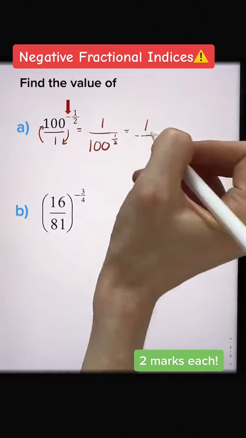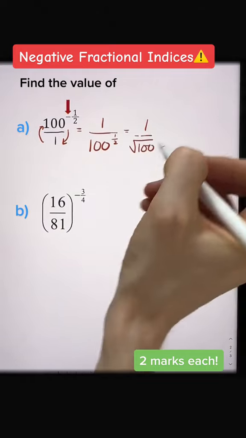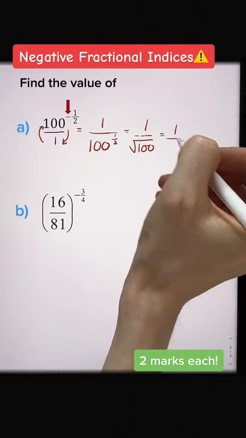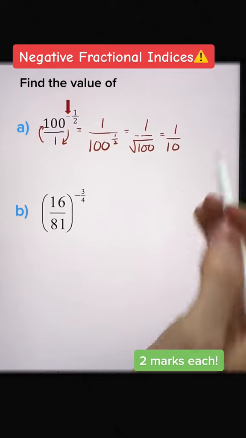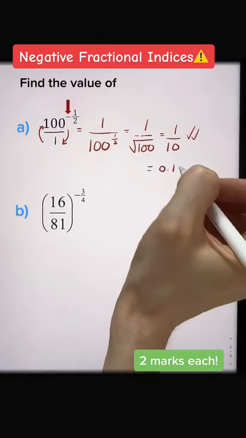And we should know from our laws of indices that a power of a half means the square root of the base. And the square root of 100, what number multiplied by itself gives 100? In this case it is 10. Hence my final answer for 2 marks is 1 over 10, or as a decimal, 0.1.